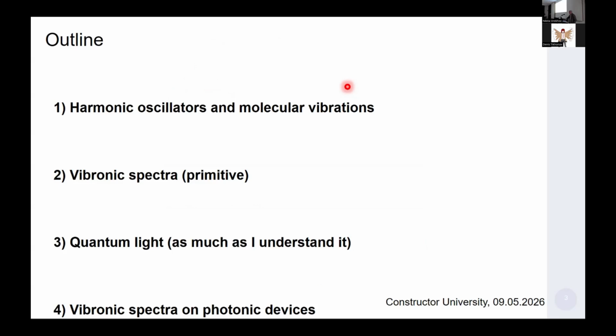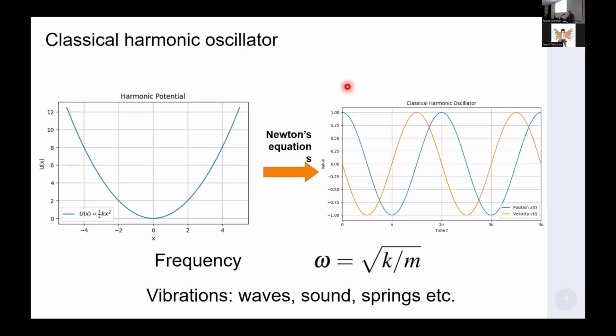So, as I promised, very primitive things. Vibronic spectra, also very primitive. Quantum light, yes. I hope you understand it more than I. And finally, the most interesting part, what we have done.